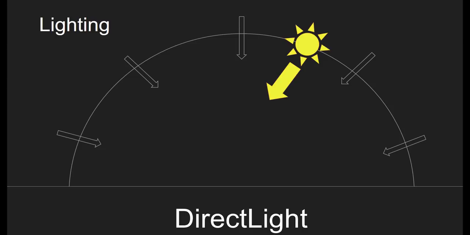So our direct light is the sun. There's no special sun like the V-Ray sun. So the particularity of the direct light is that all the rays are parallel.